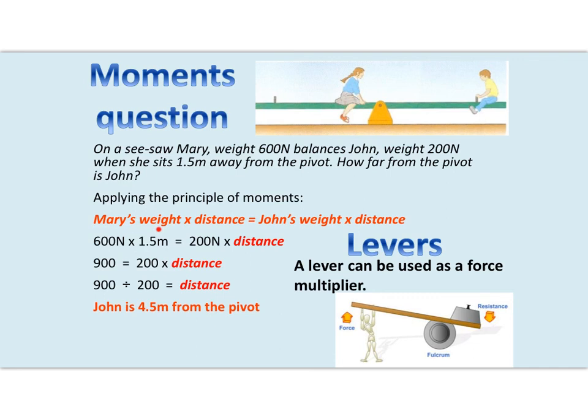So Mary's weight, because she's the anti-clockwise side, multiplied by distance is equal to John's weight multiplied by his distance. Substituting those numbers in, we get 600 newtons multiplied by 1.5 metres is equal to 200 newtons multiplied by the distance we're after. And that gives us 900 is equal to 200 times the distance. So 900 divided by 200 is equal to our distance that we're trying to calculate. And finally we can work out that John is 4.5 metres away from the pivot.